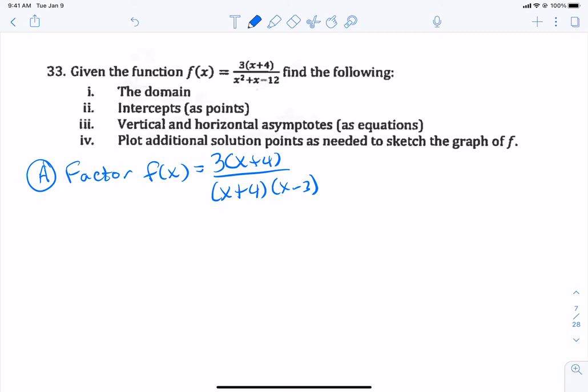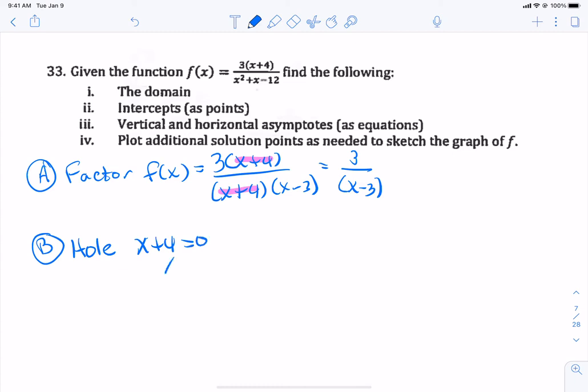What I notice is that we have a piece on top and a piece on bottom that matches. So I'm going to write the reduced form over here. And the next thing I'm going to do is find the hole, where x plus 4 equals 0, or at negative 4. Okay, so there's a hole at x equals negative 4. Now I'm going to kind of forget about that and deal with that at the very, very end.